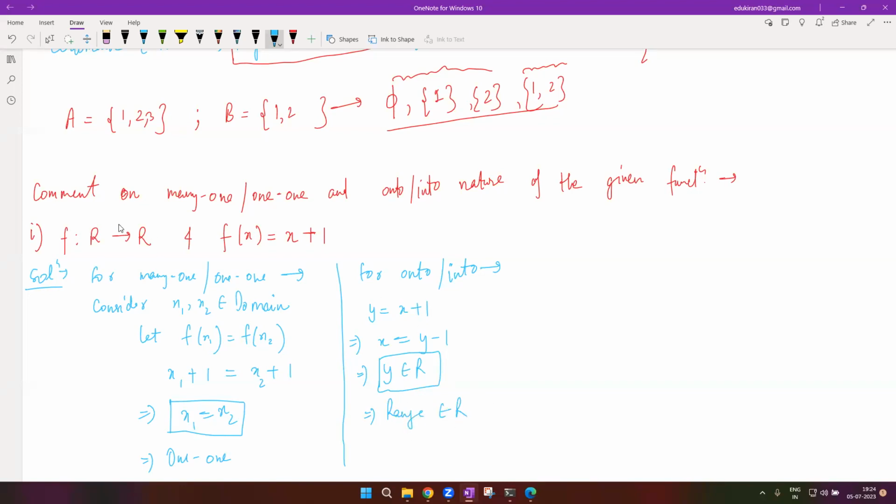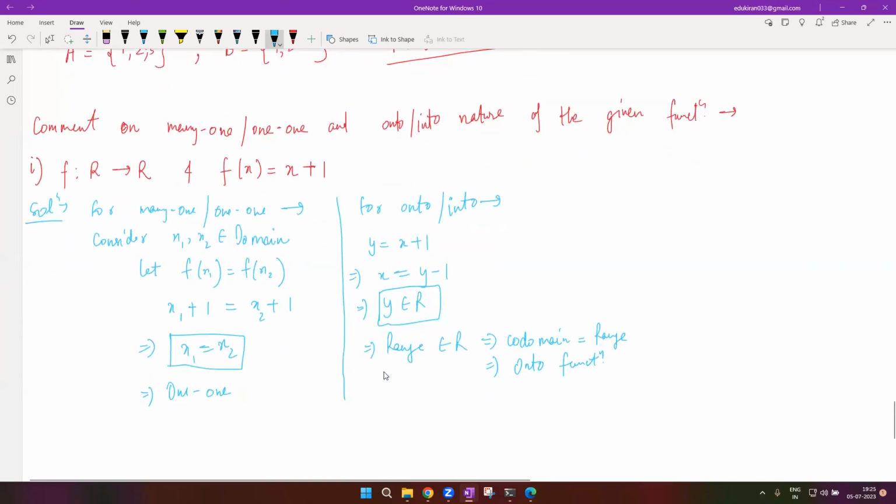Now range is all real numbers, codomain is also all real numbers. So you can say that range and codomain are equal. And if this is true, then the given function is onto. Right? Means the function is one-one and onto.